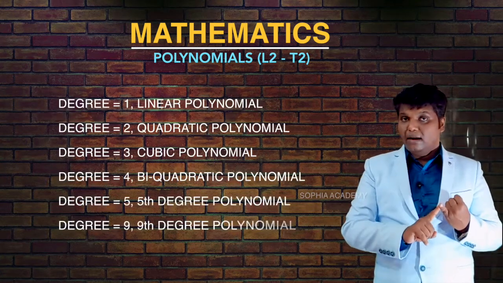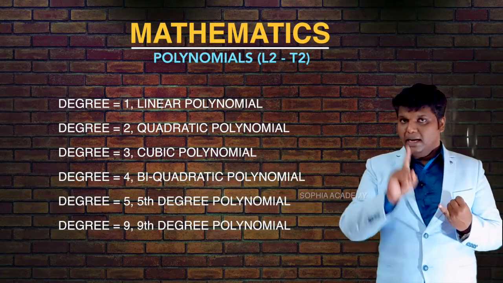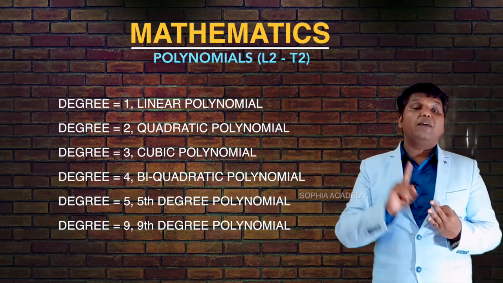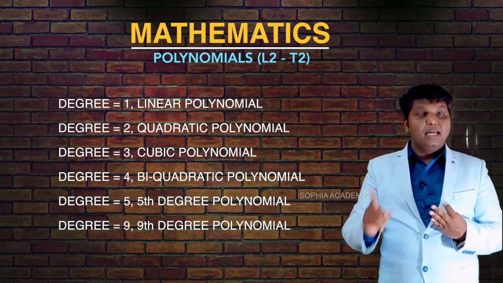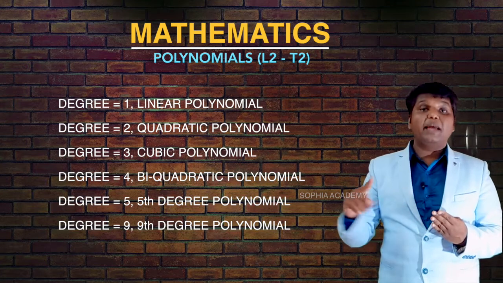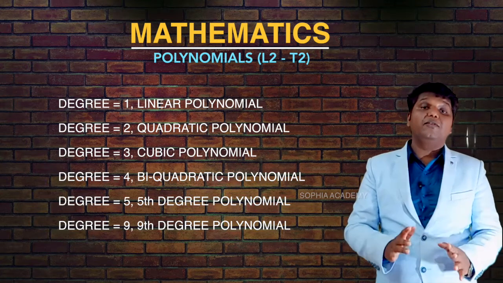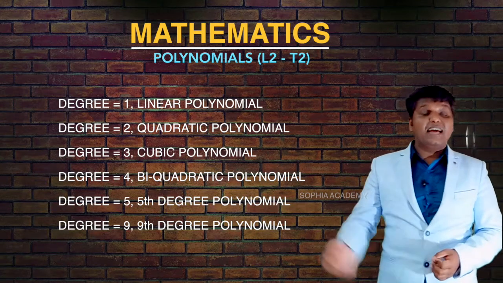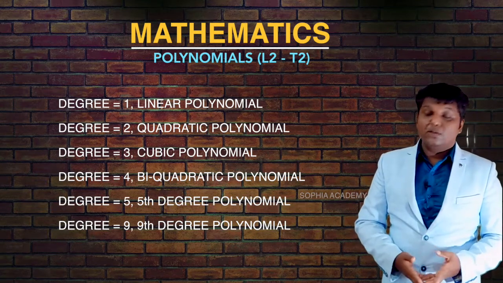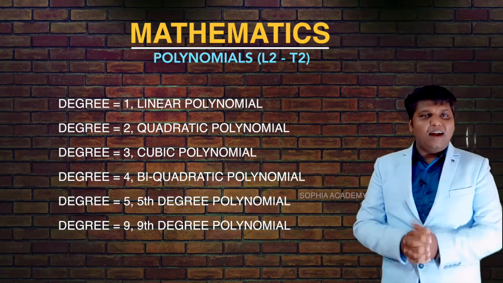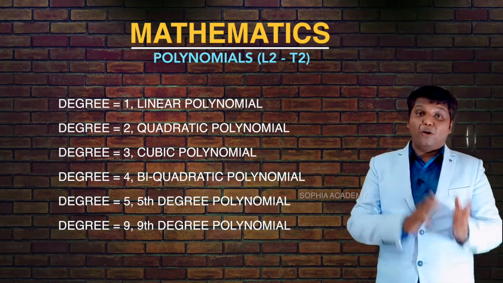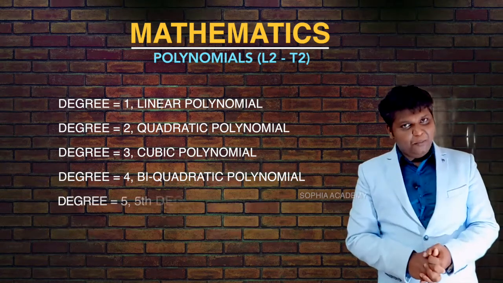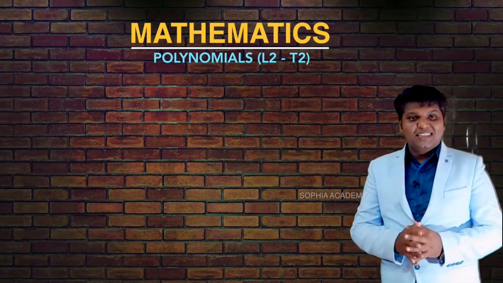If the highest power is 1, it's a linear polynomial. If the highest power is 2, it is a quadratic polynomial. If the highest power is 3, it is a cubic polynomial. If the highest power is 4, it is a biquadratic polynomial. If the highest power is 5, we will say it's a 5th degree polynomial. If the highest power is 9, it's a 9th degree polynomial. So this is the way to categorize and understand the terms, the coefficients, the powers, the exponents and the name of each polynomial. Hope you understood today's session.